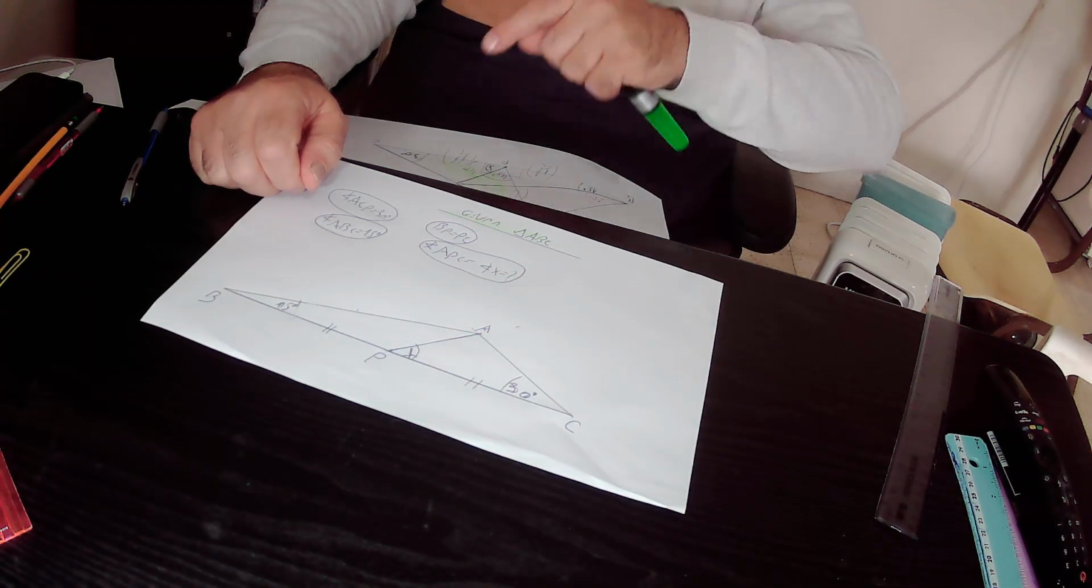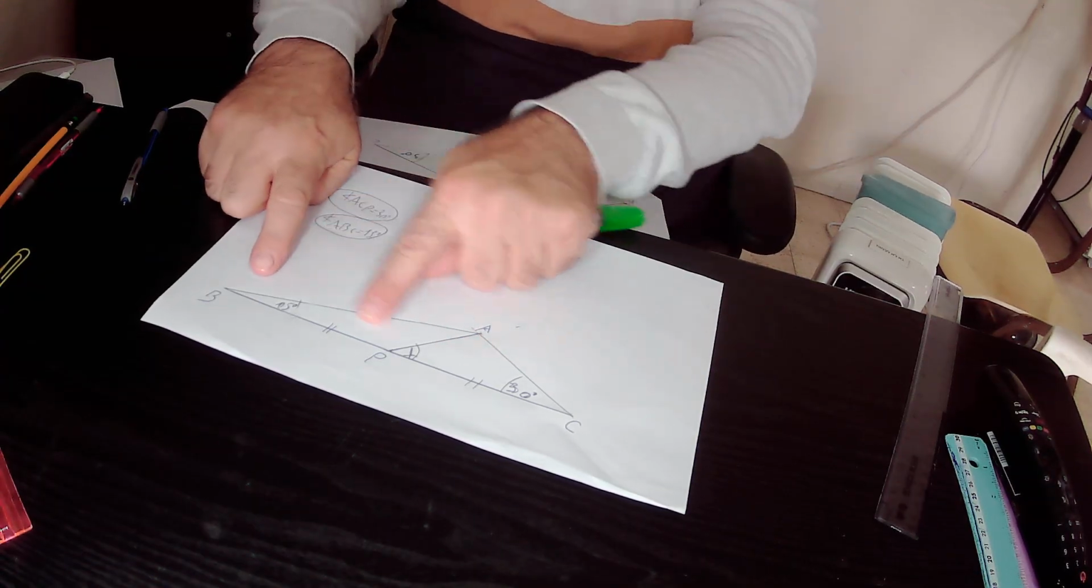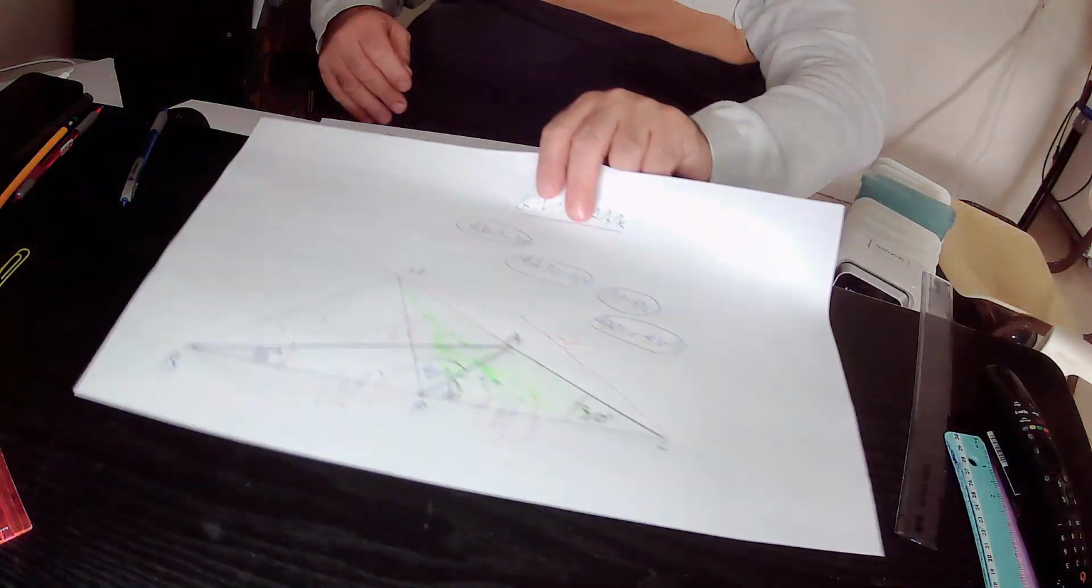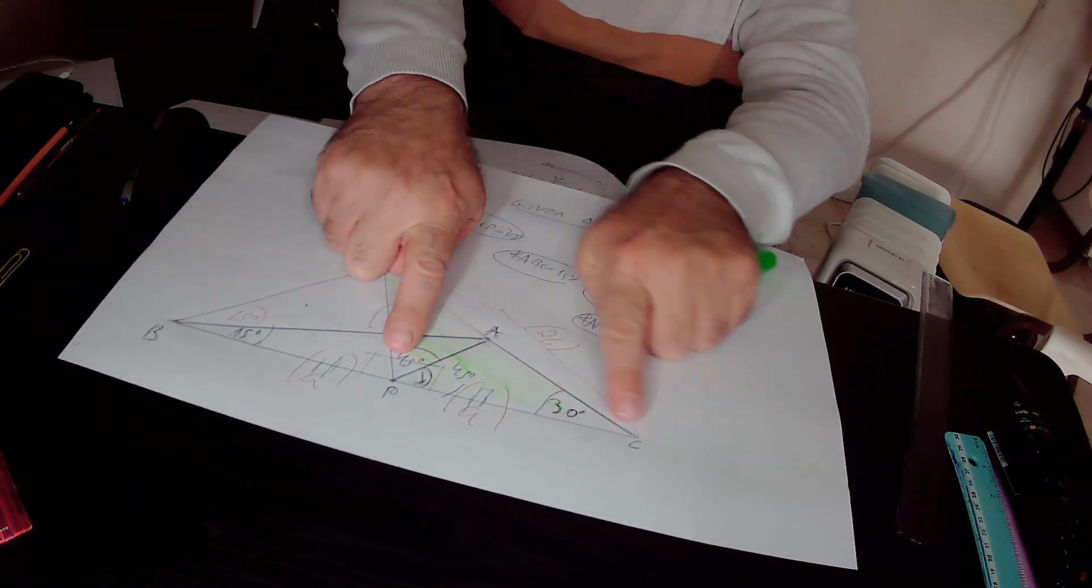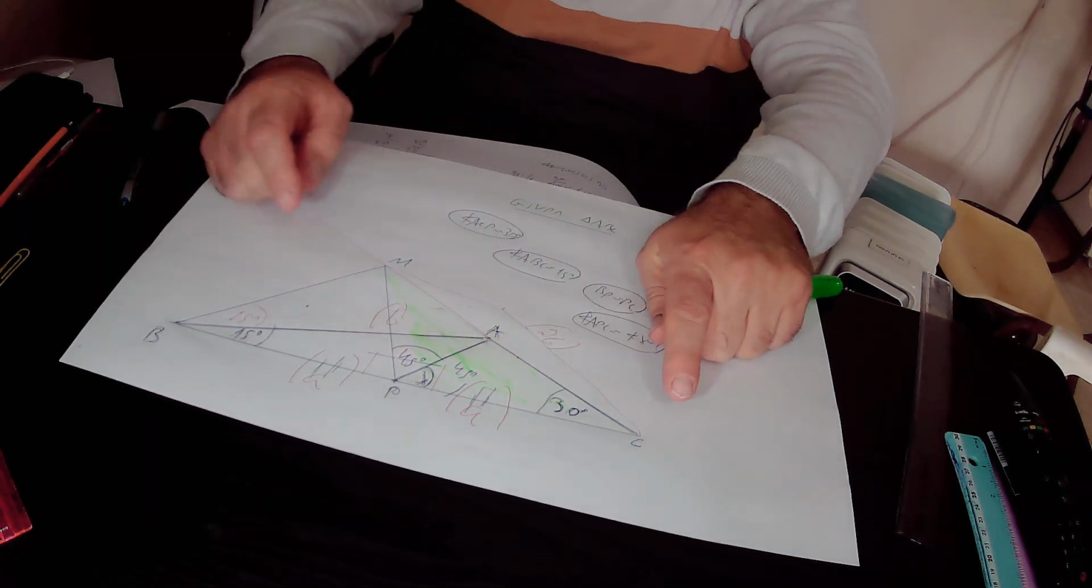So first of all, we know that BP equals PC. So if we define BP side as A, then PC must also be equal to A because they are equal to each other. Again, because BP equals PC, if BP equals A, then PC must also be equal to A.